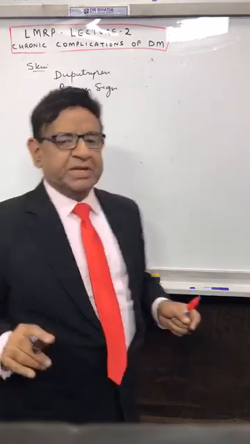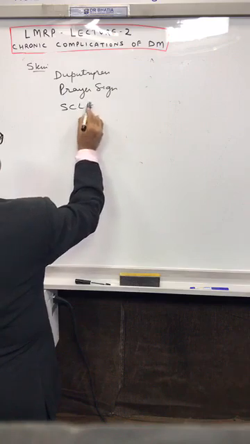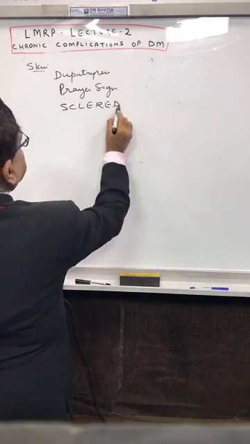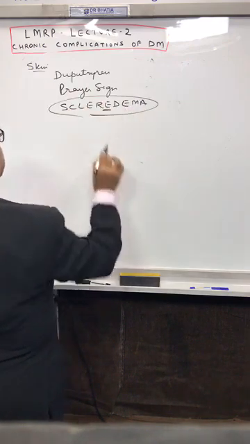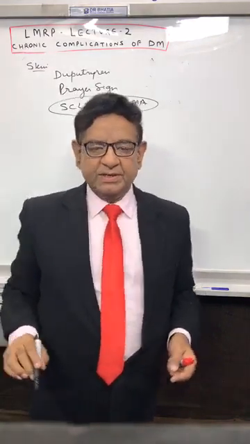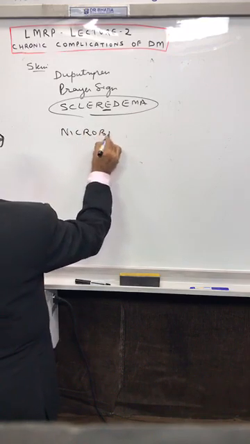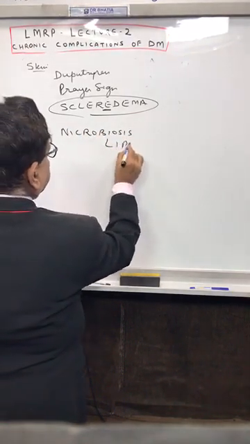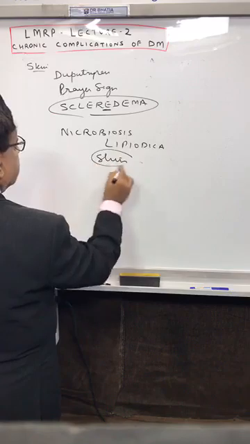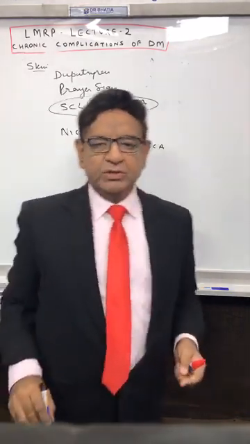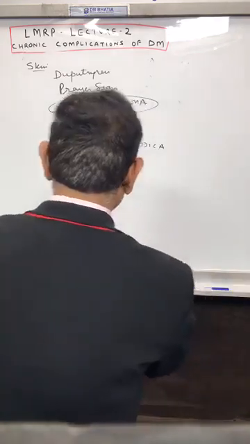There also occurs thickening of the skin over the hand. This is known as scleredema. It is not scleroderma, it is scleredema, seen in diabetic patients. And one more question, necrobiosis lipoidica. This is most common in the shin area. This was the latest question. Last year's question was, what is the most common site of necrobiosis lipoidica? The answer is the shin area.